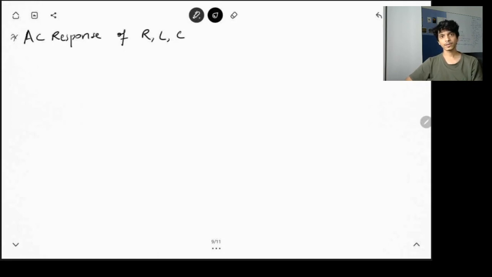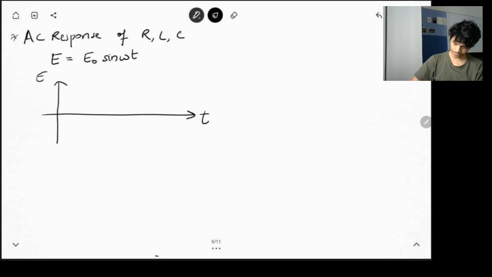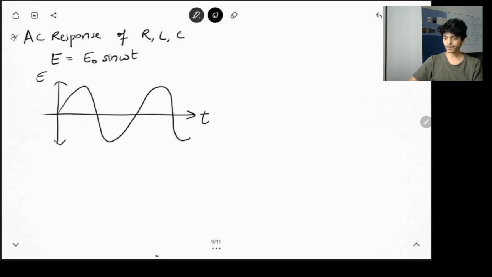So let's first quickly talk about what we mean by an AC source. We are looking at a voltage E, which is of the form E0 sine omega t. What does this look like as a function of time? This is a sine wave in time. The amplitude of this wave is E0.